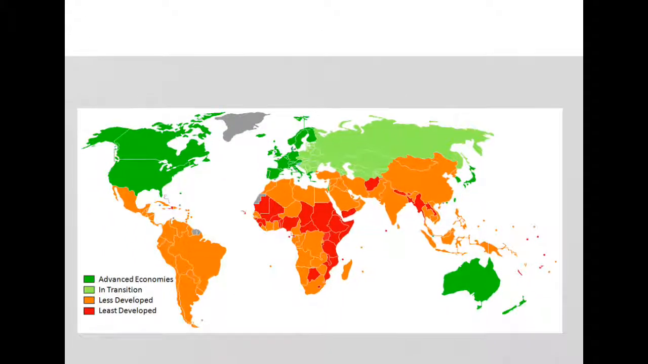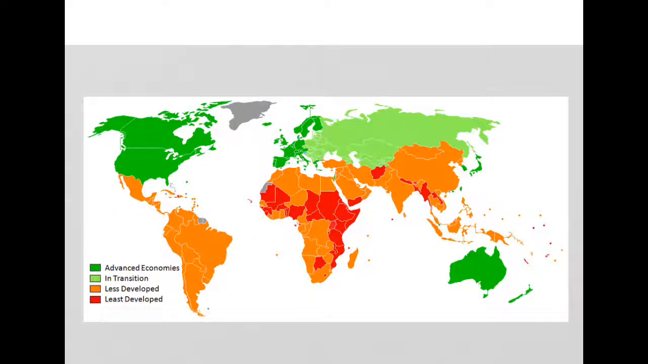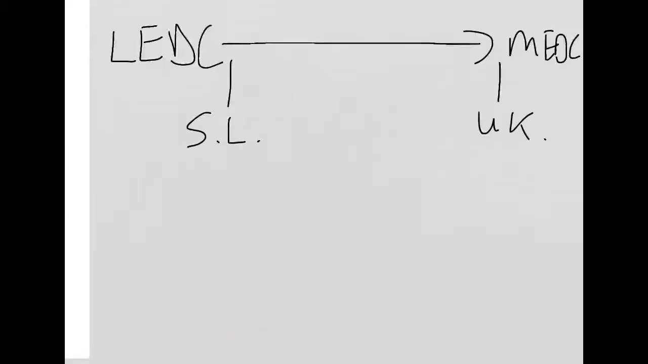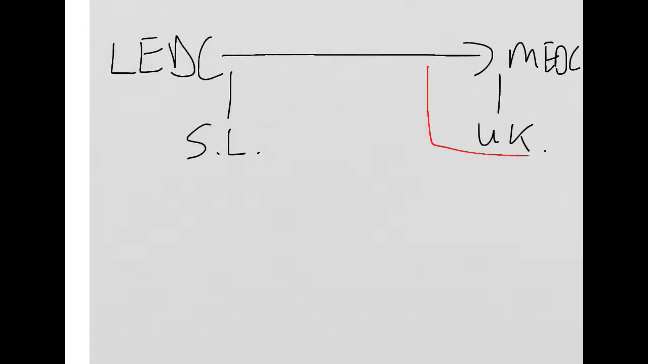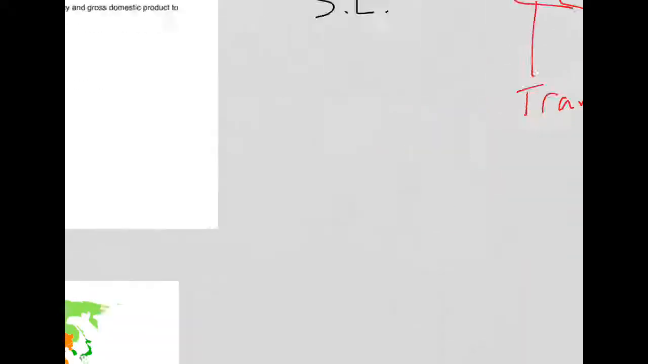If we come down to this world map, we can see that it is categorizing all of the countries in the world into a number of groups. If you look at the key, the top two groups, advanced economies and those in transition, would refer to MEDCs. If we come up to our diagram, then we could think of the advanced economies as being here, and those in the transition phase as being in here.